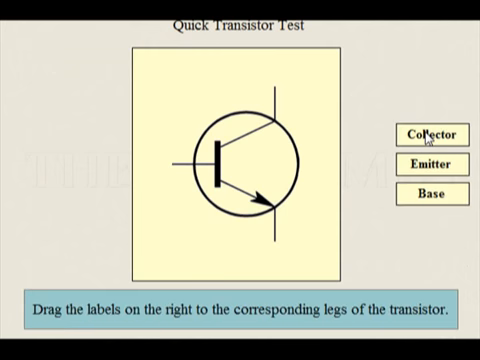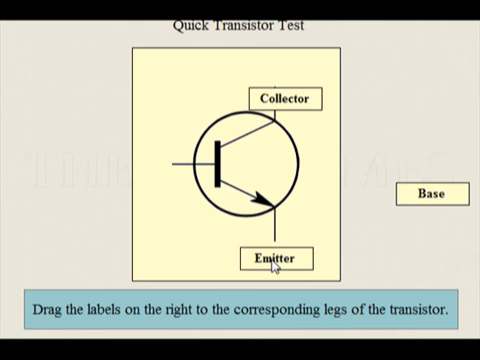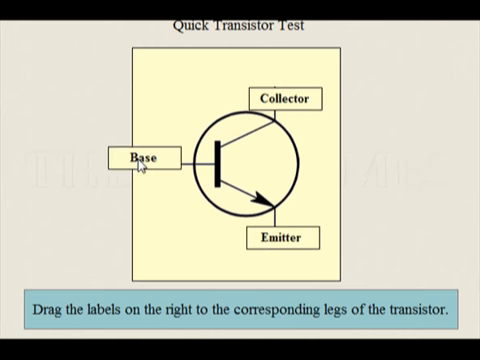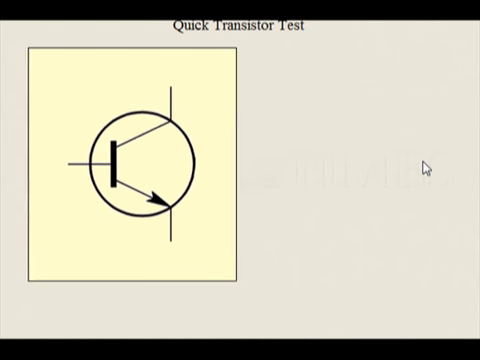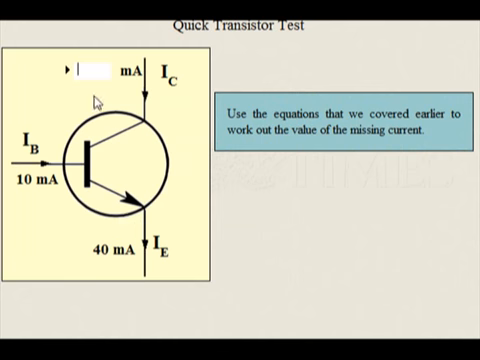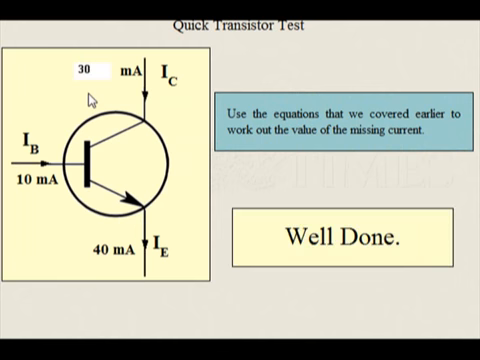Quick transistor test. Drag the labels on the right to the corresponding legs of the transistor. Use the equations that we covered earlier to work out the value of the missing current.